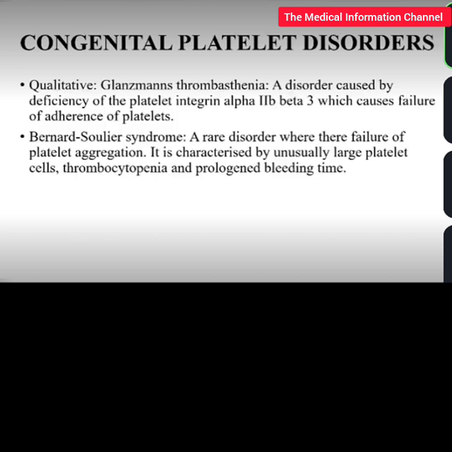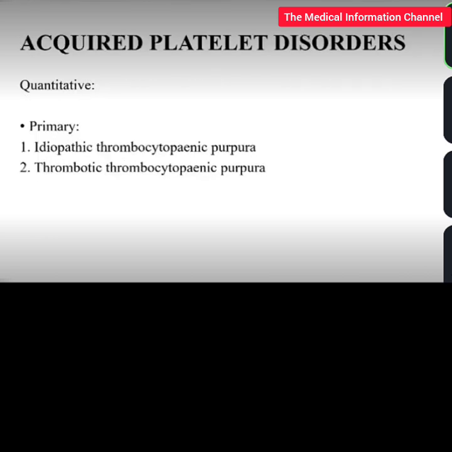So for the congenital platelet disorders, we have the qualitative ones. Some examples include Glanzmann's thrombasthenia, which is a disorder caused by deficiency of platelet integrin alpha 2b beta 3, which causes a failure of the adherence of platelets. So the platelets won't be able to adhere in the process of platelet clot formation. Then Bernard-Soulier syndrome, also another rare disorder where there's failure of platelet aggregation. It's usually characterized by unusually large platelet cells, thrombocytopenia with a prolonged bleeding time.